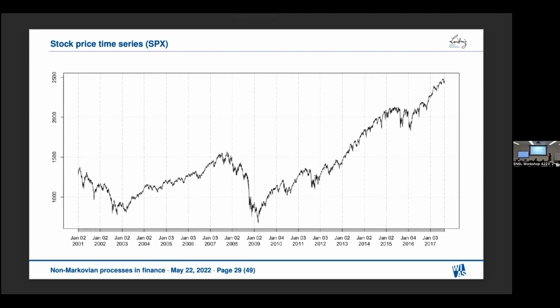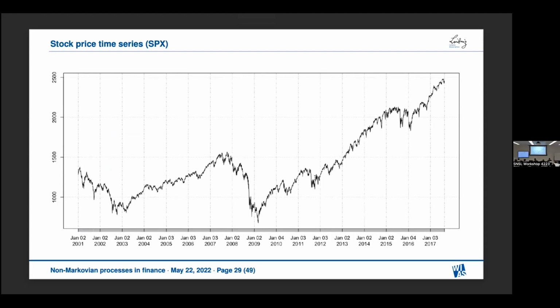And let me start. I'm aware that many people here do not work with financial data, so I'm trying to go very slow. But still, again, don't hesitate at all to interrupt me if anything is unclear. So let's begin with a time series of basically the most important stock index in the world, the S&P 500 index.